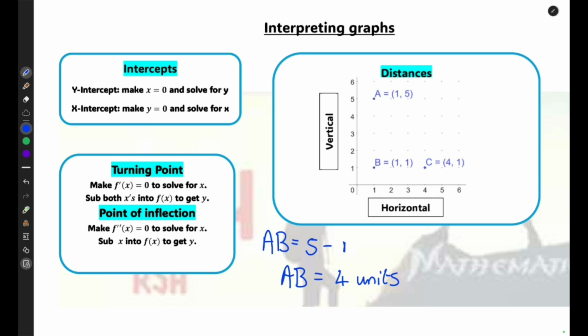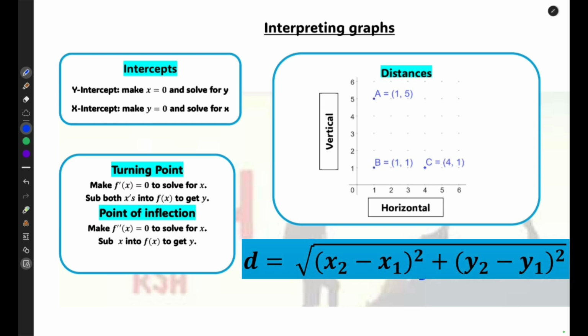Otherwise, write units. If it's two dots directly above one another, then it is the top one minus the bottom one. If it is a horizontal distance, so BC, I would say BC is equal to the right x value minus the left x value. So 4 minus 1, and that would equal 3 units. Always the bigger one minus the smallest one.